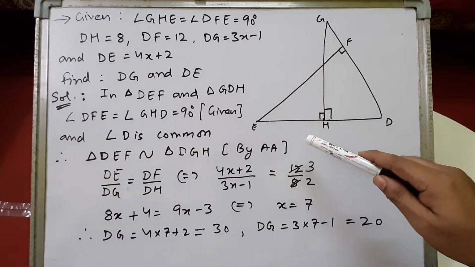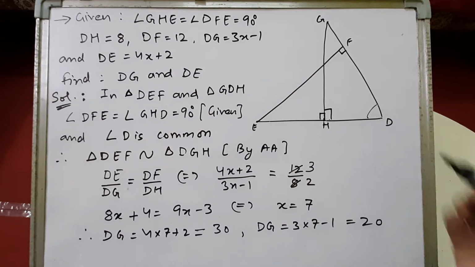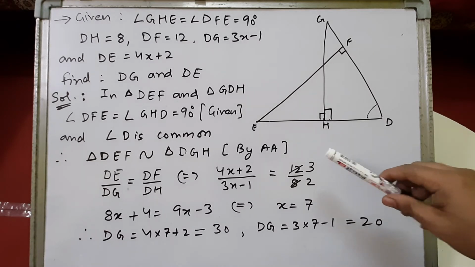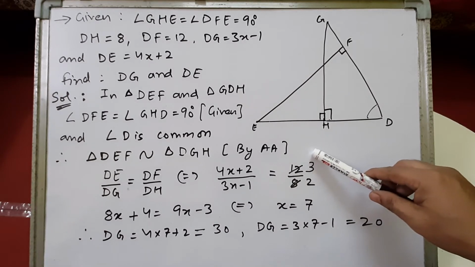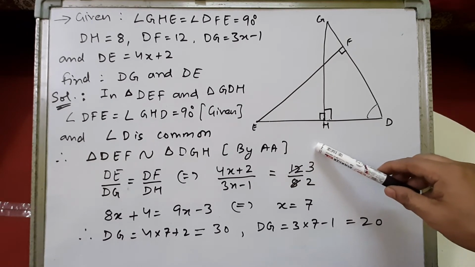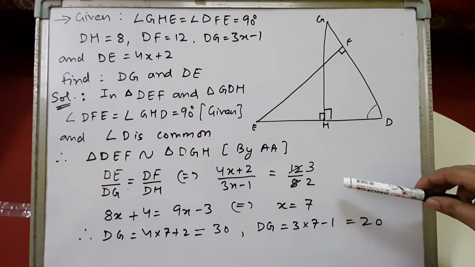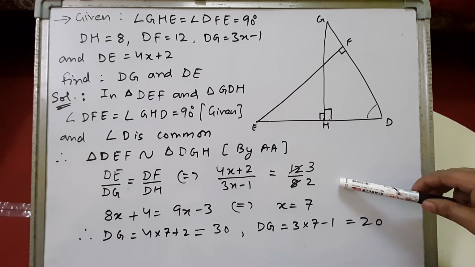It is given to us. And angle D is common in both the triangles. So we can say that triangle DEF and triangle DGH both are similar by AA postulate. Children, we know that when two triangles are similar to each other, the ratio of the corresponding sides will be equal. That means DE upon DG equals DF upon DH.